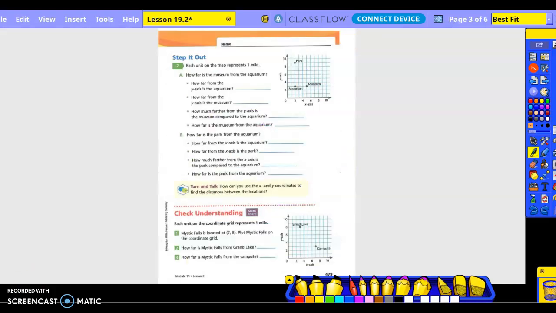Stepping out, number 2. Each unit on the map represents 1 mile. How far is the museum from the aquarium? So how far from the y-axis is the aquarium? So on the y-axis, how far are they apart? The aquarium and the museum.